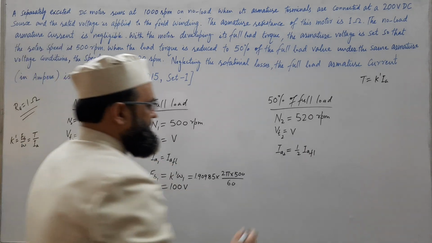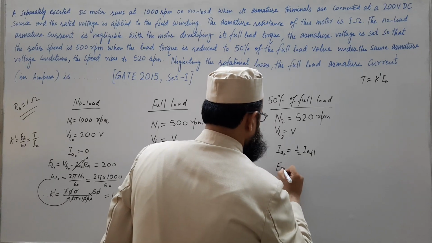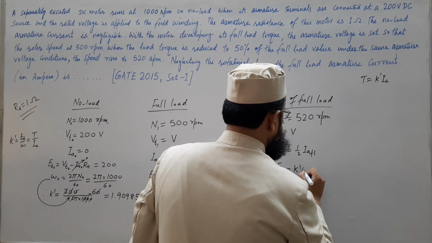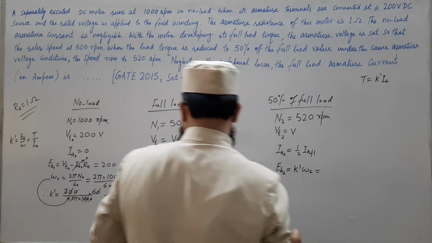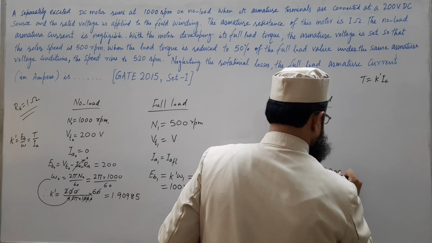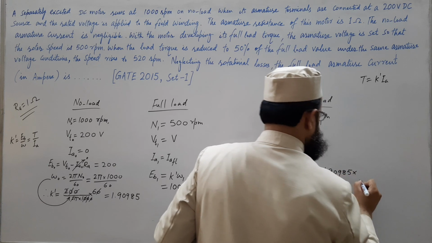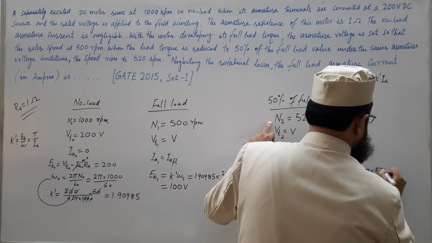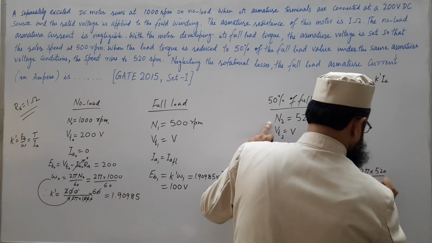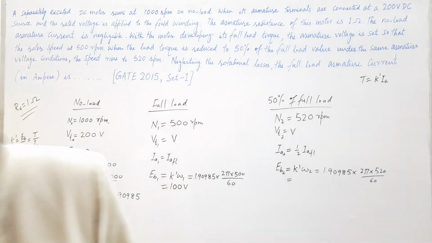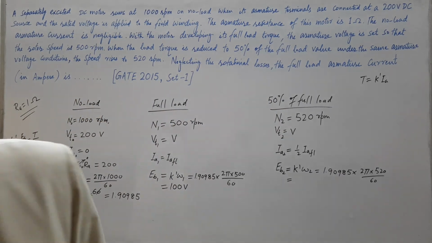Similarly, we may find out EB2, because we have K dash times omega 2. So K dash, substitute the values, 1.90985 times 2 pi n, substitute the value 520 by 60. So this is coming out to be 104 volt.